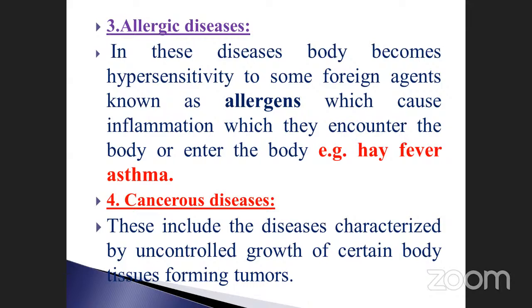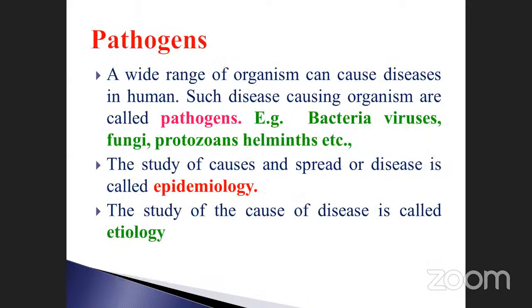Okay, and cancer diseases include diseases characterized by uncontrolled growth of certain body tissues, forming tumors. Uncontrolled growth of cell division is called what? Mutation. At the same time, cancer cell growth is also uncontrolled. That condition is called cancerous. There are four types, as already discussed: carcinoma, sarcoma, lymphoma, and multiple myeloma. When we study abnormal chromosome aberrations like that, at that time we will study it. Otherwise it is called oncology. At that time we will see these things.